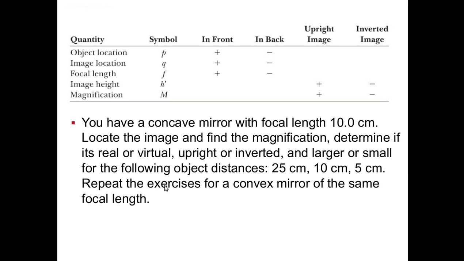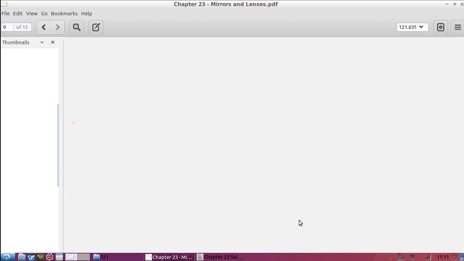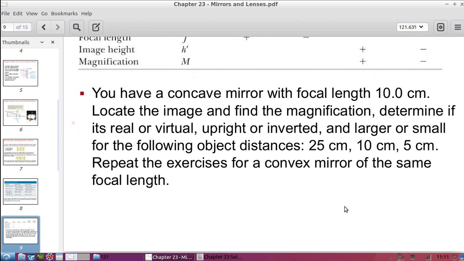Then we're going to repeat for a convex mirror. So we're going to do 3 concave mirror examples and then 3 convex mirror examples. And we're going to start that in the next video, because I think I'm getting a little long-winded here. So a lot of cases that we have to memorize, a lot of rules that we have to follow. So I'll do these 6 different examples starting off in the next video.